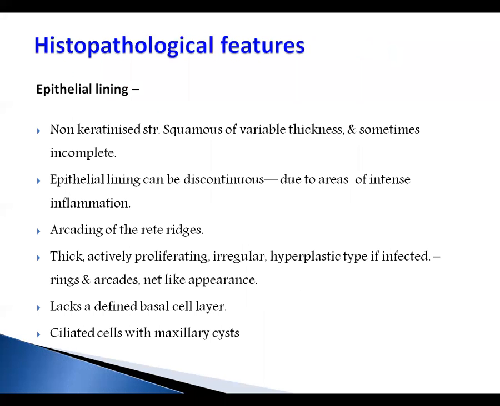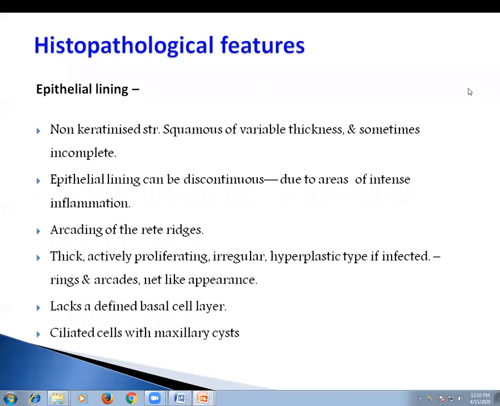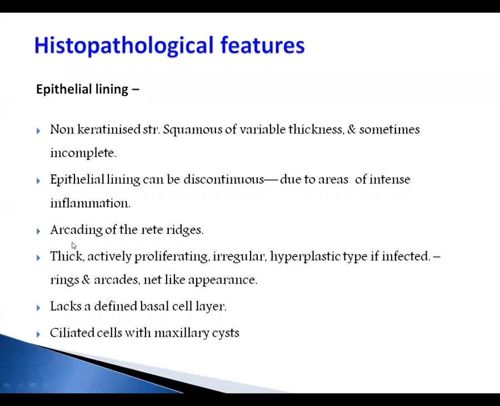Histopathological features: the epithelial lining is non-keratinized stratified squamous of variable thickness and sometimes incomplete. The epithelial lining can be discontinuous due to areas of intense inflammation. With inflammation, an arcading pattern can be seen. That means arcading patterns of the rete ridges can be seen. That means in the epithelial lining there is an entrapment of the connective tissue, and it is called the arcading pattern. It is a very important epithelial lining feature of the radicular cyst.